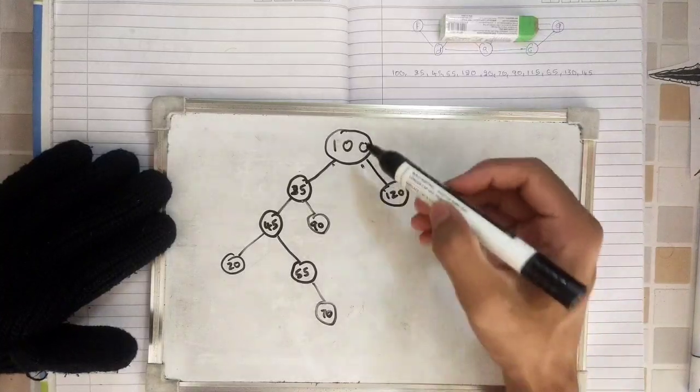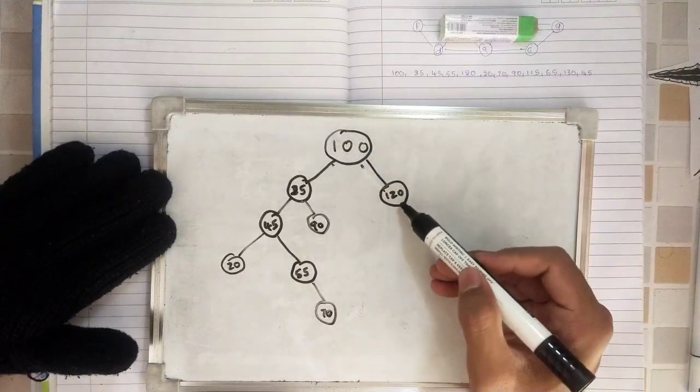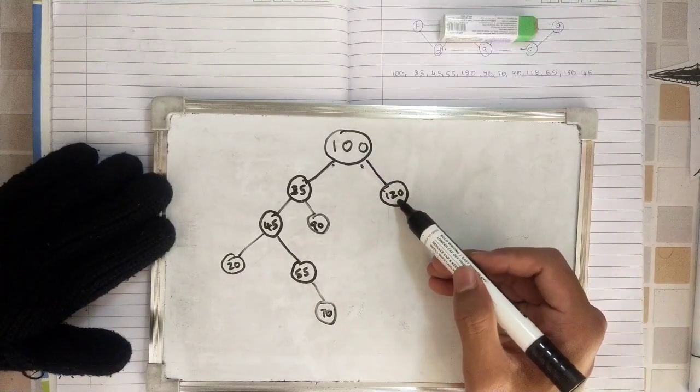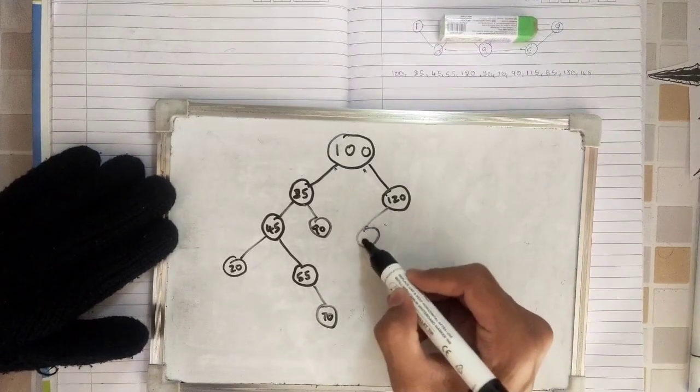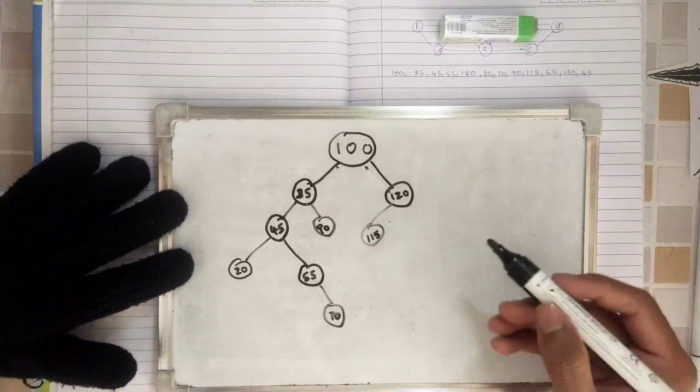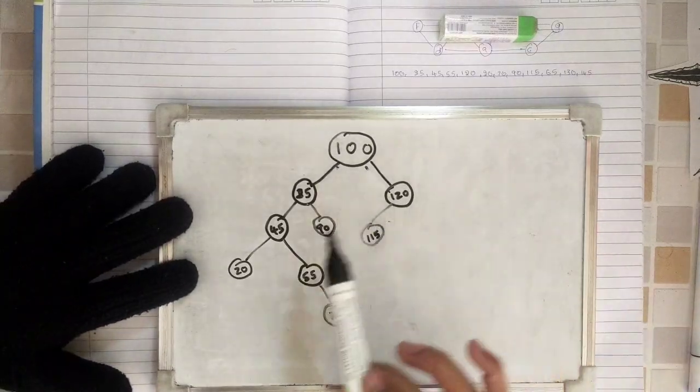Now we have 115. It is greater than 100. I will check with this node, 120. Whether 115 is greater than 120? No, it is less. So if it is less, I will place it on the left hand side. 115.